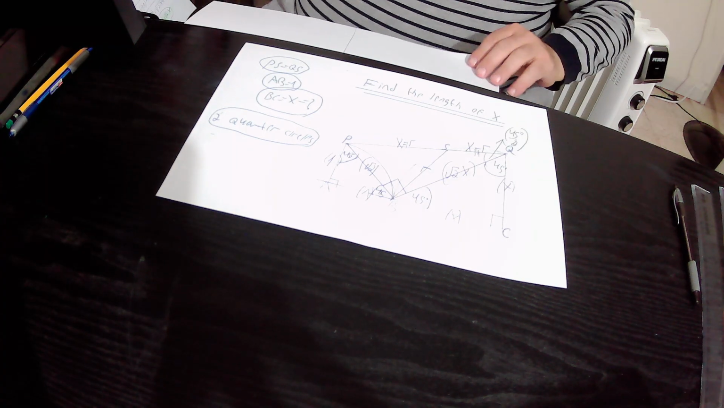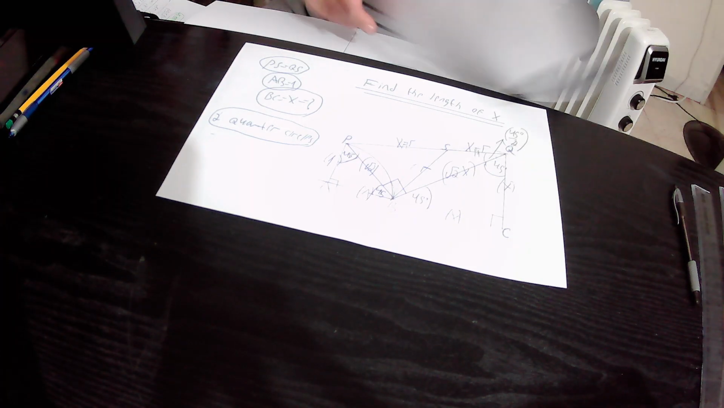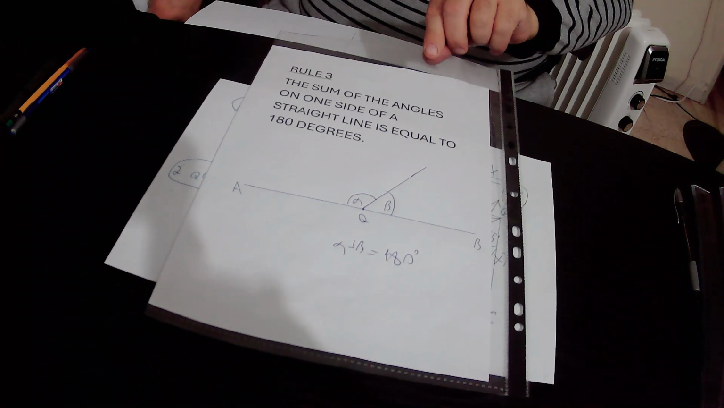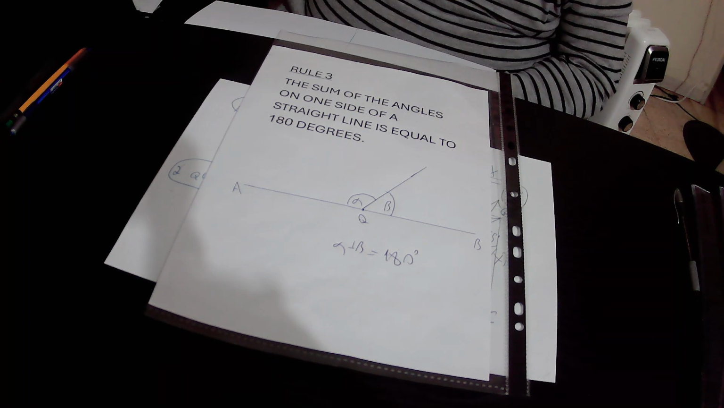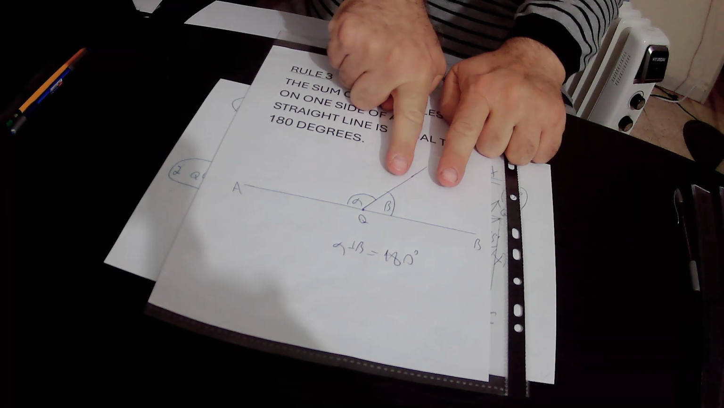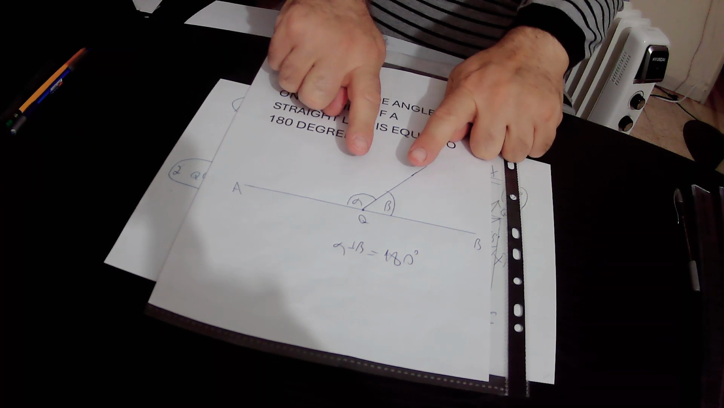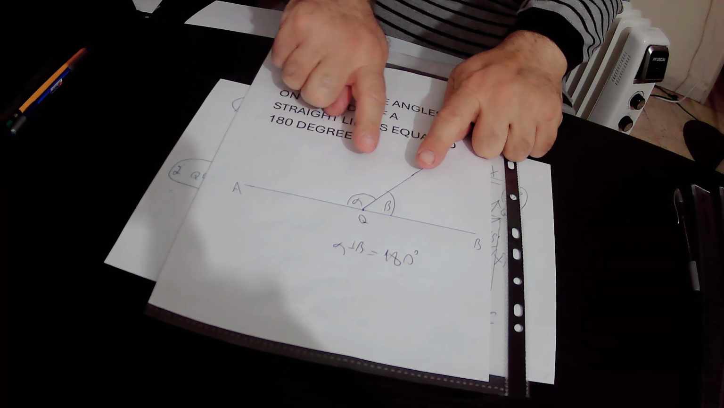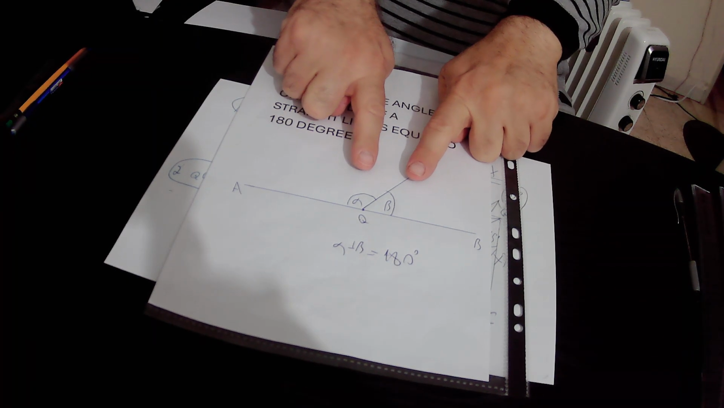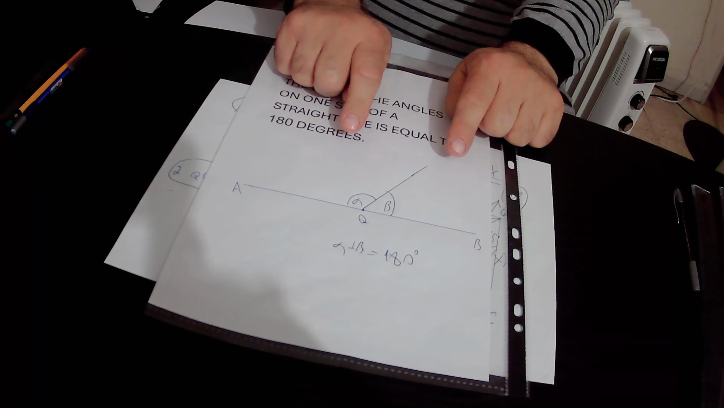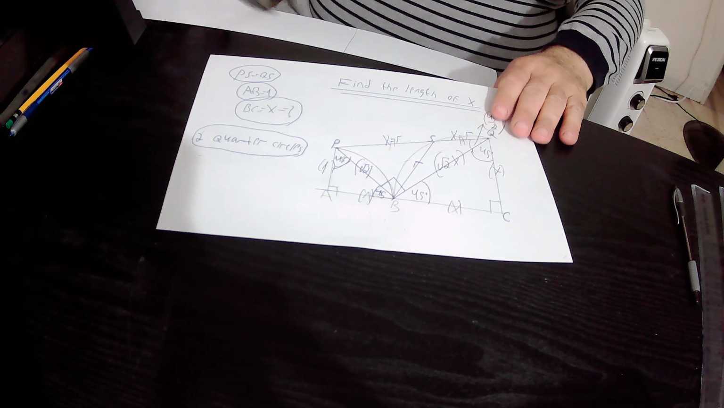Then I presented to you rule number 3 and we implemented rule number 3 in our drawing. According to rule number 3, the sum of the angles on one side of a straight line is equal to 180 degrees. So in the drawing we have the straight line AB. If we focus on the upper side of the straight line AB at point Q, the sum of the angles must be equal to 180 degrees. The angles there are alpha and beta. So alpha plus beta must be equal to 180 degrees according to rule number 3.